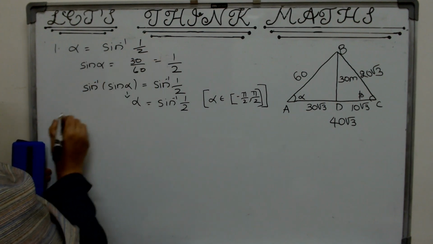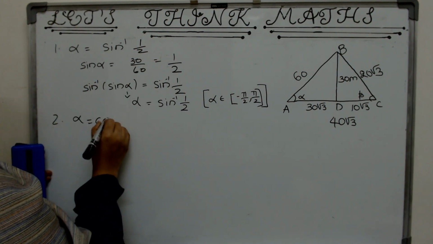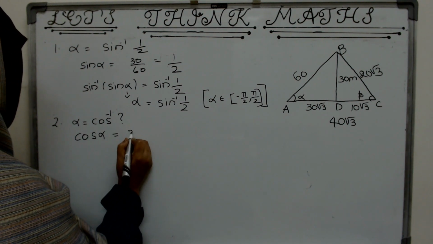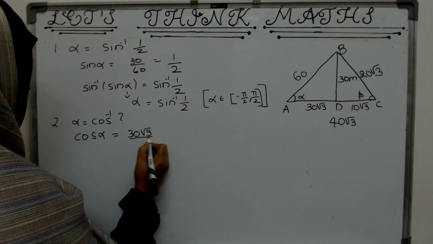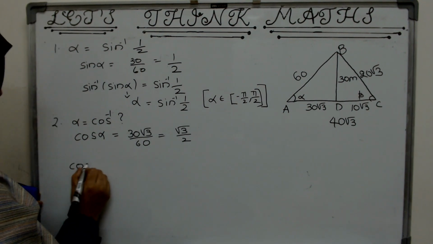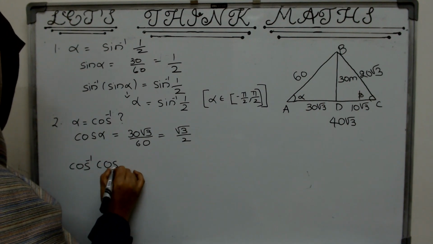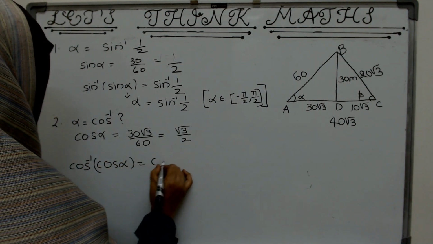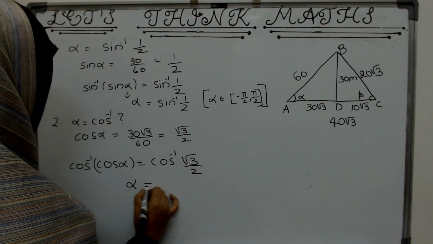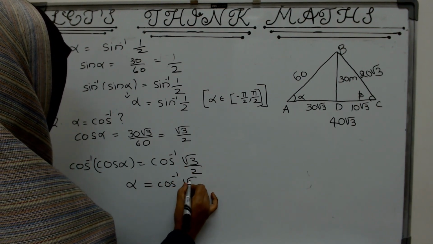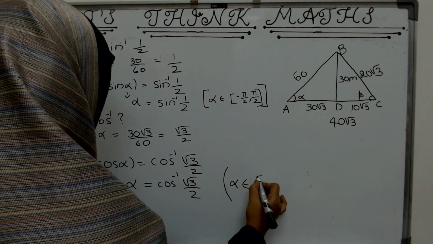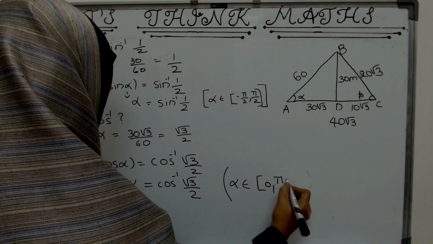The next question is, alpha is cos inverse of what? So cos alpha is adjacent side by hypotenuse, which is √3 by 2. So taking cos inverse on both sides, we get cos inverse of cos alpha is equal to cos inverse of √3 by 2. This would be alpha. So you have alpha as cos inverse of √3 by 2. This is possible. Why? Because alpha lies in the range of the cos inverse function, which is 0 to pi.